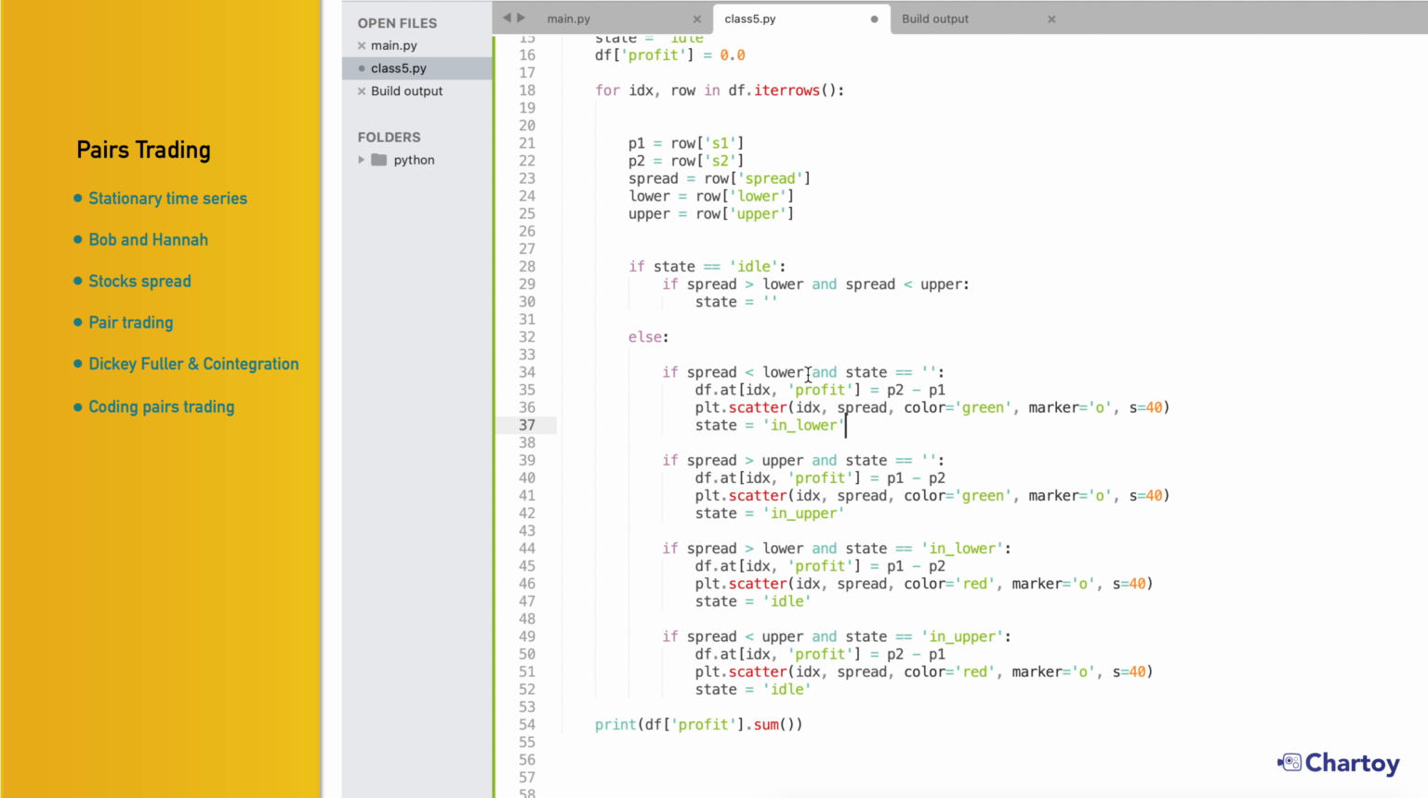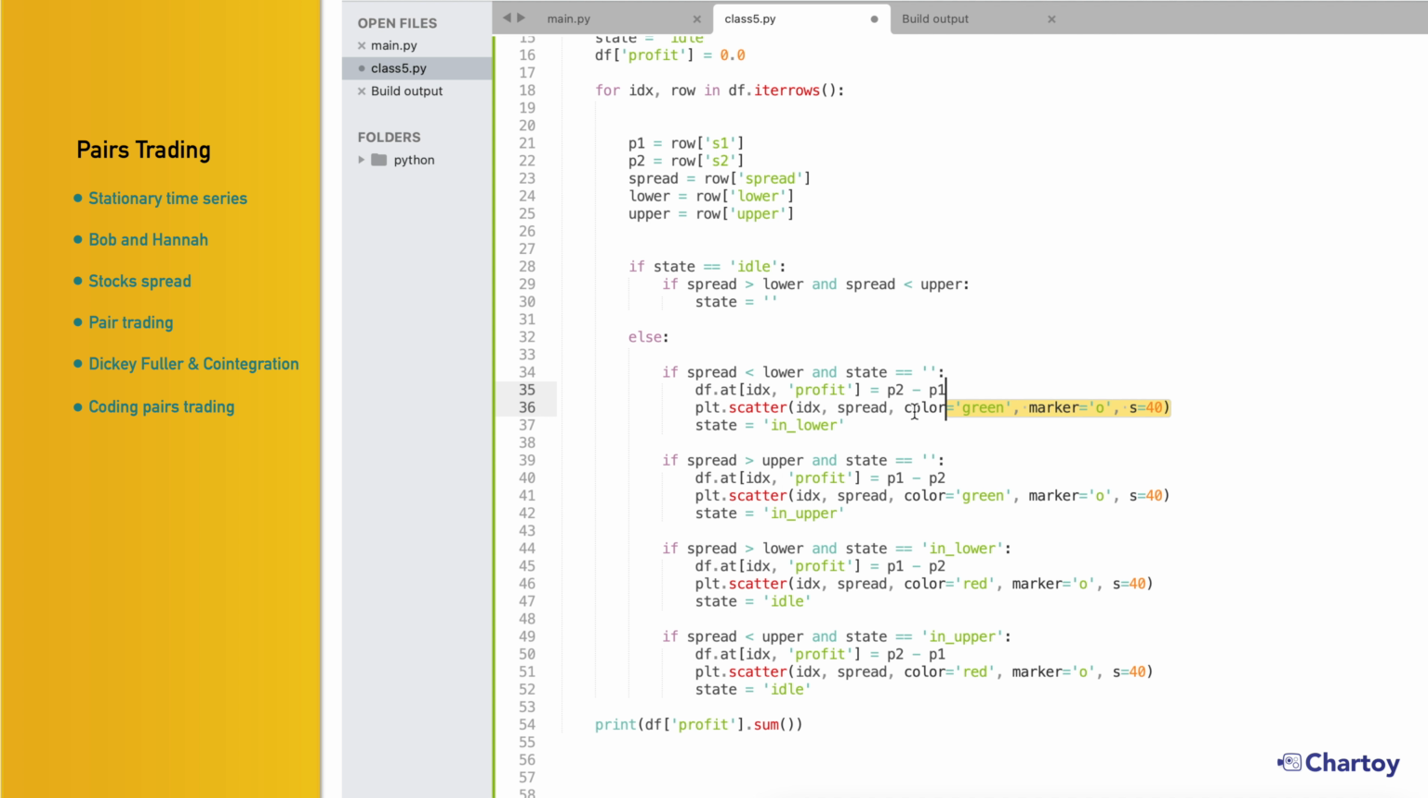So let's look at the first one. Here we wait for the spread to cross the lower band from the top, so it should be under the lower band. That means that the spread is too low, and we expect it to go up because of mean reversion, right? If the spread goes up, that means we expect P1 to go up and P2 to go down, so we buy P1. This is why we have a negative sign. We buy, we pay, so the price is negative, and we sell P2, which means we get money, so P2 is positive. So we have P2 minus P1. That's the profit at that point. And we mark this in the column for profit.